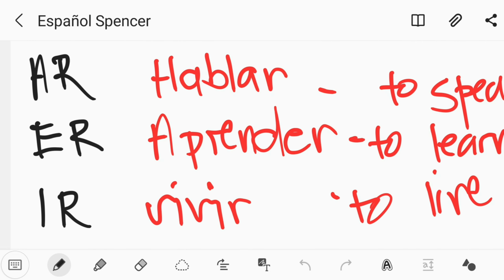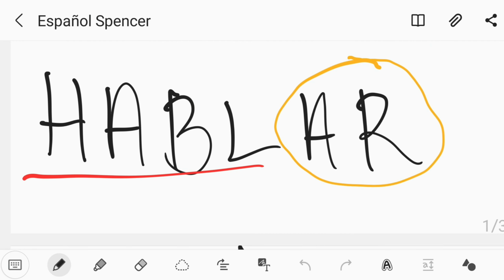Let's move to the regular verbs. So there are three groups: verbs that end with AR, verbs that end with ER, and verbs that end with IR. For the verbs that end with AR, let's take a look at hablar, to speak; ER, aprender, to learn; and vivir, to live.